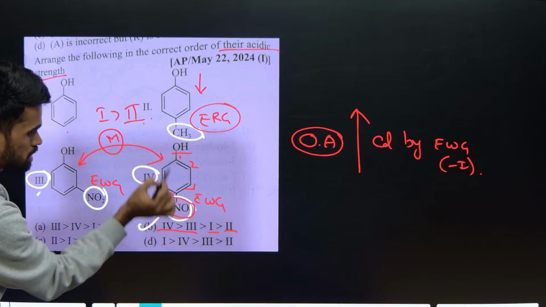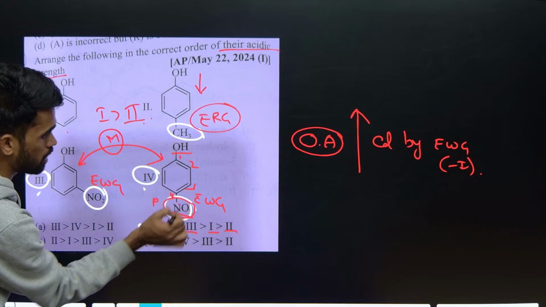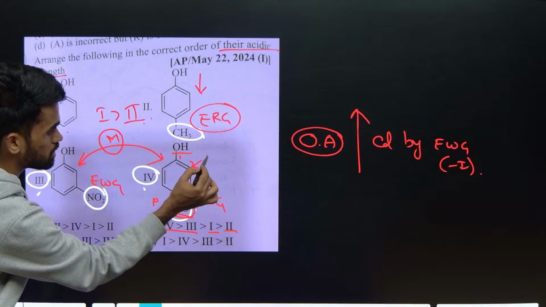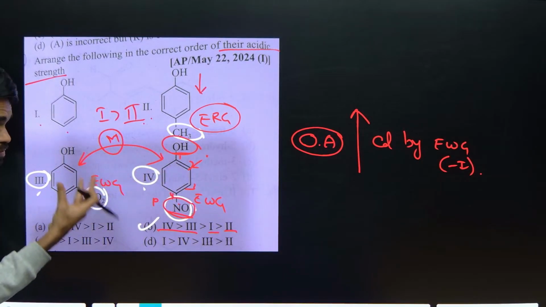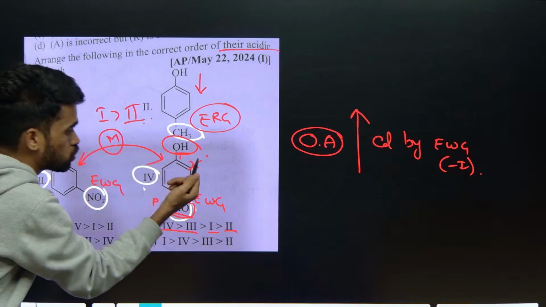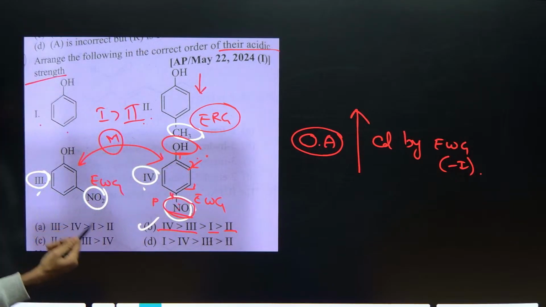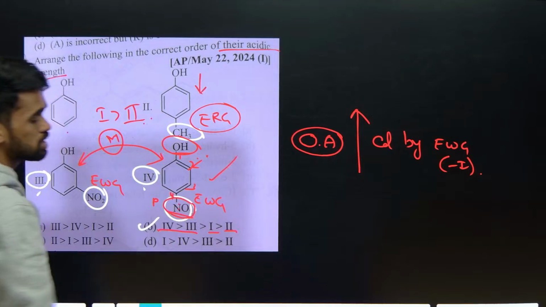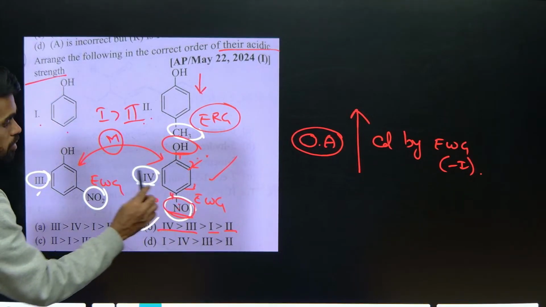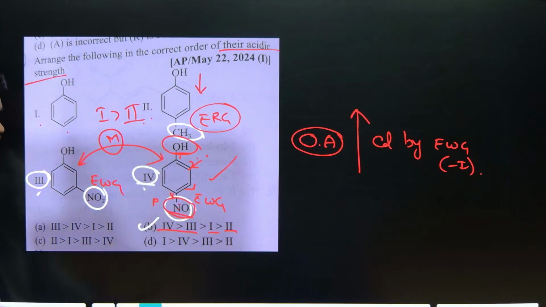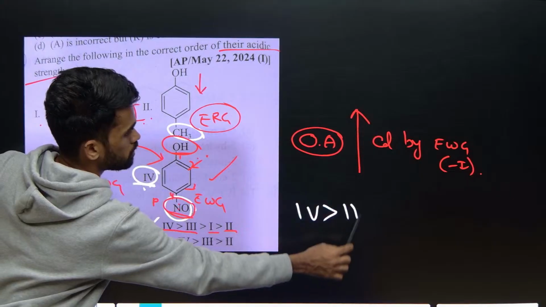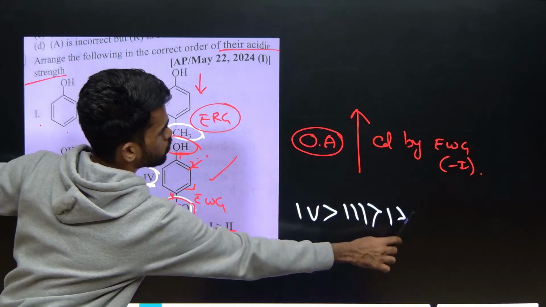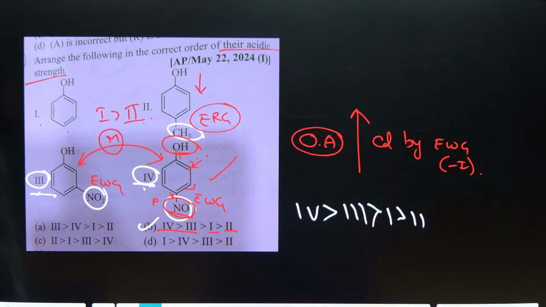If this electron withdrawing group is at the para or ortho positions, then its electron withdrawing nature is more. The mesomeric effect is applicable only at ortho and para positions. Therefore, it will stabilize the phenoxide ion of this phenol more. That's why 4 is more acidic than 3. So the final order will be 4, 3, 1, 2. That's your answer for the question.